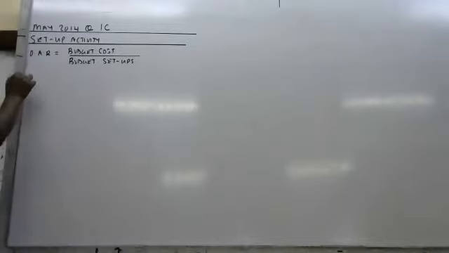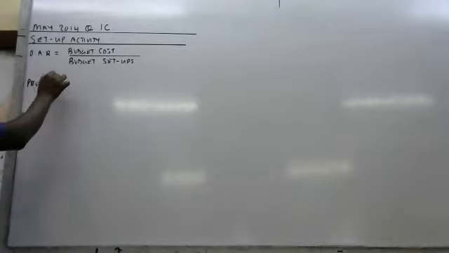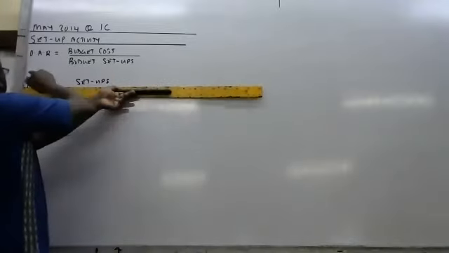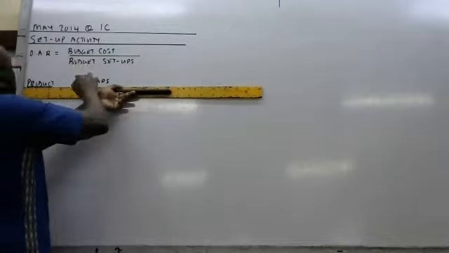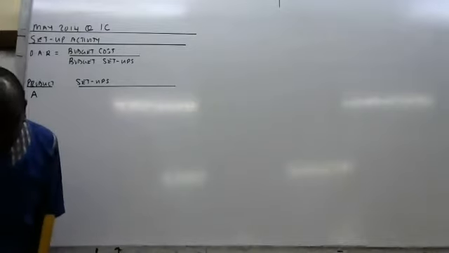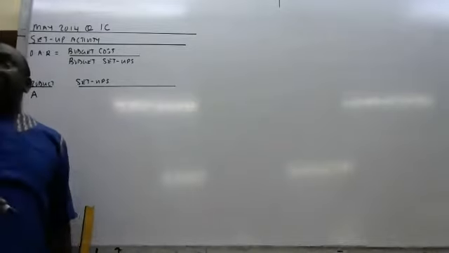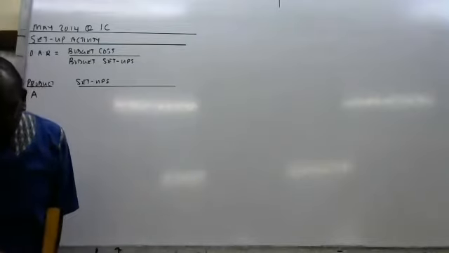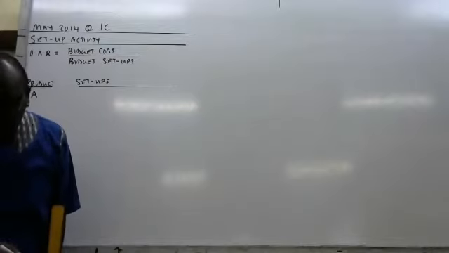So if we have a product, the product here, and the setups, we'll have products. We need to know the setups. We start with part A. You can see the number of setups depend on the number of batches. And obviously the batches will depend on how many units you are producing.